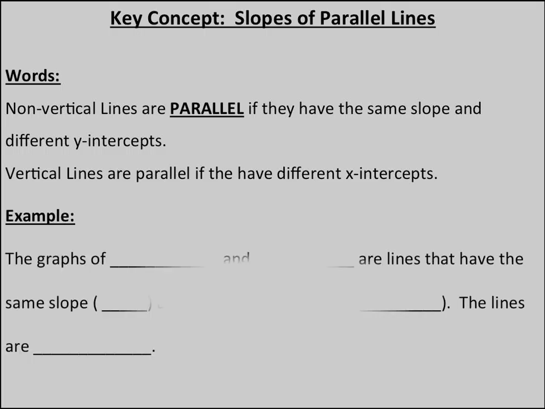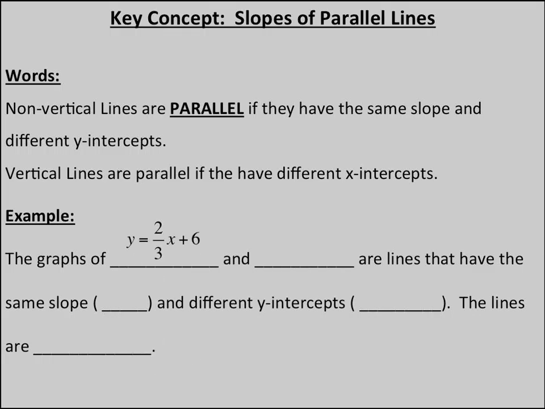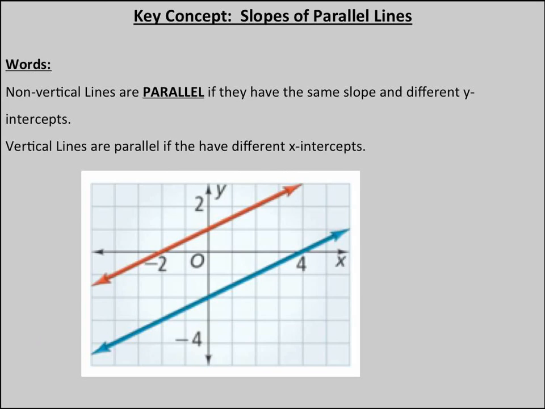For example, the graphs of y equals 2/3 x plus 6 and y equals 2/3 x minus 2 are lines that have the same slope, which is 2/3 in this case, and they have different y-intercepts, 6 and -2. So the lines are parallel. Same slopes, different y-intercepts. Non-vertical lines are parallel if they have the same slope and different y-intercepts.